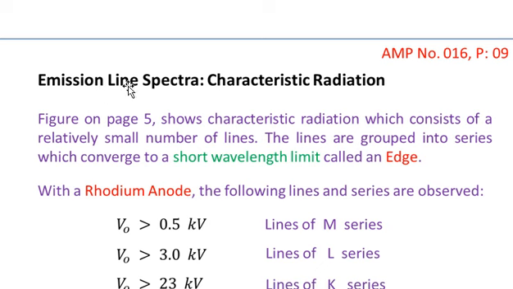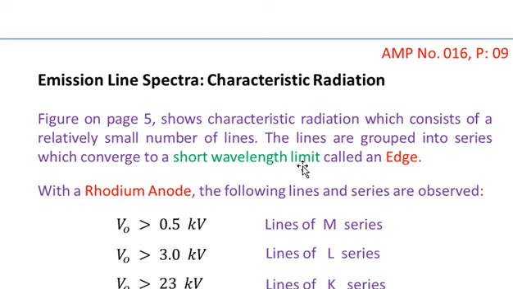So let's discuss emission line spectra, characteristic radiation. The figure on page number 5, which was related to the previous lecture, I am also going to show you again. The figure on page number 5 shows characteristic radiation, which consists of a relatively small number of lines. The lines are grouped into series which converge to a short wavelength limit called an edge.